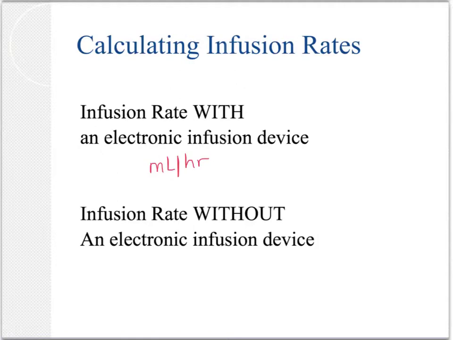However, if an electronic infusion device is not being used, then you must calculate the infusion rate in drops per minute, and then manually set the infusion rate by adjusting the roller clamp on the tubing and counting the number of drops. When we must manually calculate the infusion rate in terms of drops per minute, we may choose one of two methods to do so. We may use the formula method, or we may use dimensional analysis.